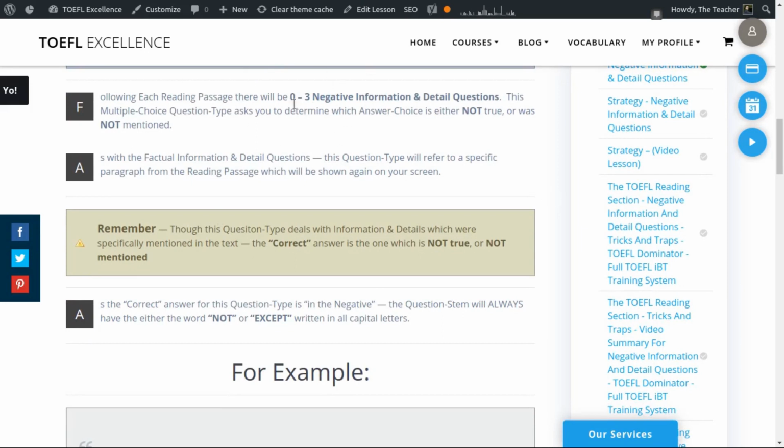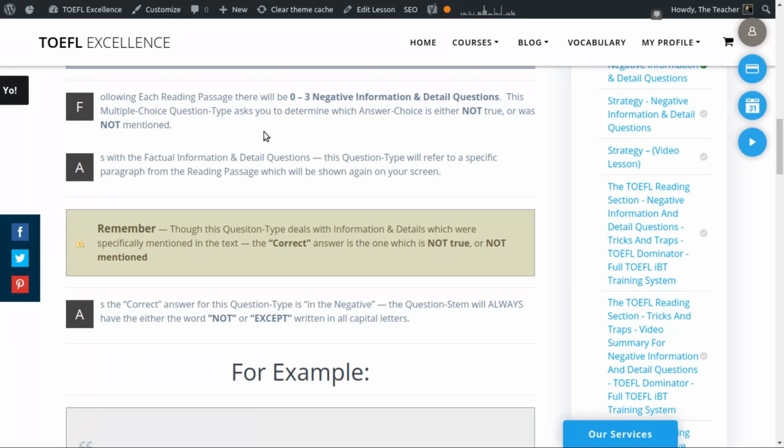Now, you'll have 0 to 3 negative information and detail questions per reading passage on the exam. That means you might have a reading passage that doesn't have any negative information questions, or you could have 1 negative information and detail question per reading passage. It depends. You will definitely have at least 1 negative information and detail question on the entire exam. Exactly how many, I would expect at least 2. I would expect 2 negative information and detail questions on the exam. You might have 3. It's not really that important.